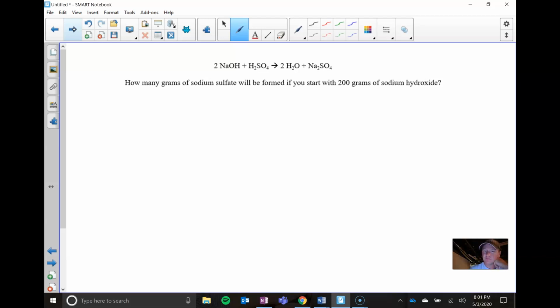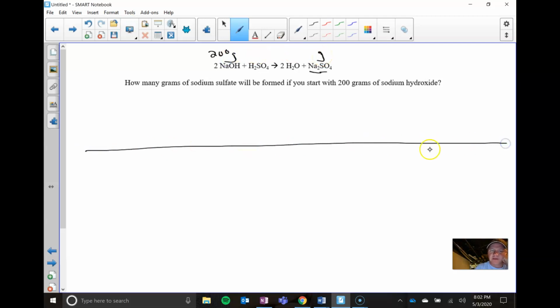It looks hairy, right? But we do it exactly the same way. So we've got how many grams of sodium sulfate. Now this is sodium sulfate down here. How many grams of that, so grams is what we're looking for, will be formed if you start with 200 grams of sodium hydroxide. So if we start with 200 grams of this, how many grams of that will be produced? So big crossbar, give yourself plenty of room.